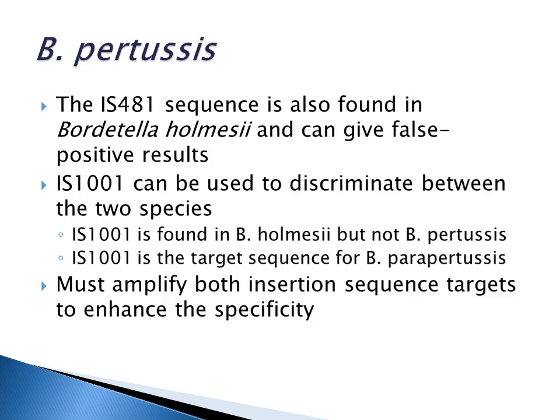The insertion sequence 1001 is the target sequence for another species of Bordetella, Bordetella parapertussis. So in order to accurately detect Bordetella pertussis, you must amplify both the IS481 and the IS1001 targets. You want to use both amplifications to enhance the specificity of your testing.